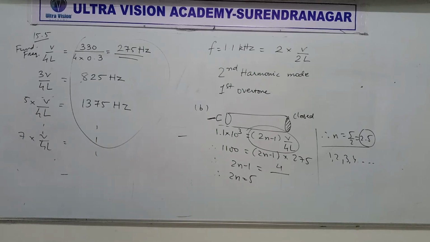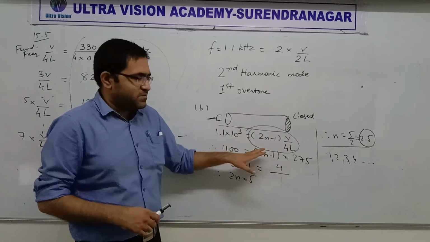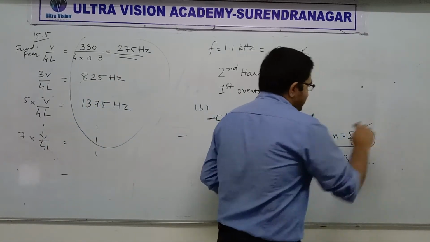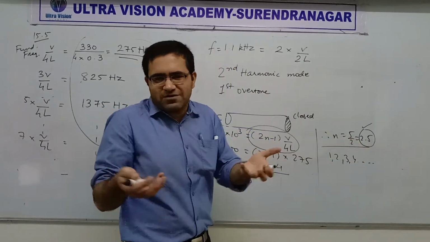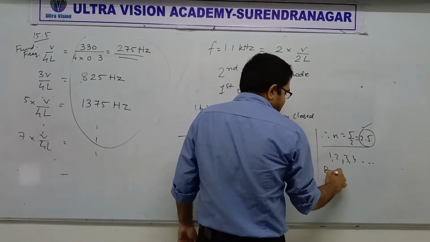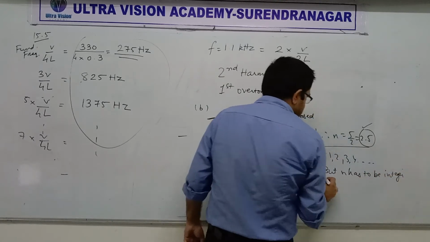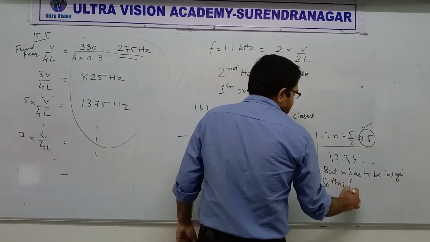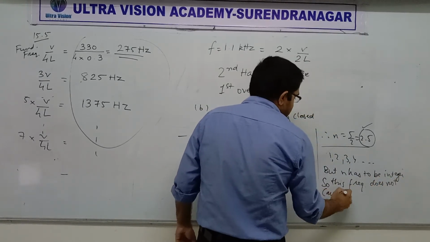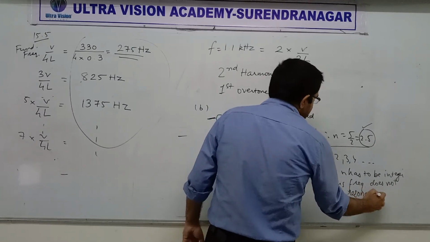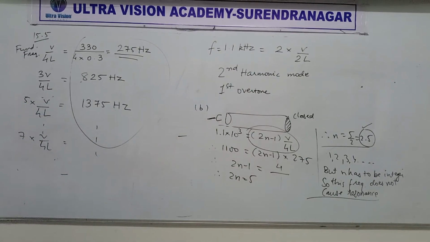Did you understand? We are getting a contradiction. First we assume that, suppose it's a resonant frequency, then we should get a valid n. We got n equal to 2.5, which is not valid, not allowed. Okay, but n has to be an integer. So you can write it here: n has to be an integer, so this frequency does not cause resonance. Did you understand what we are writing?